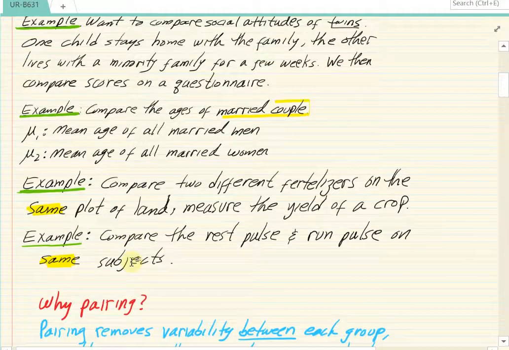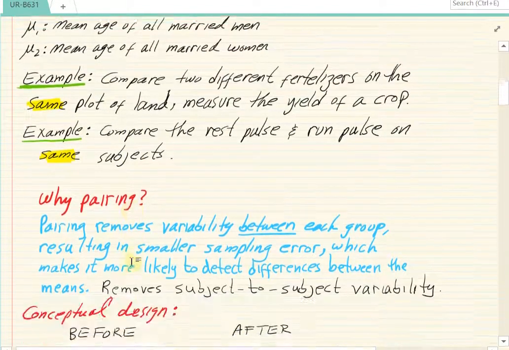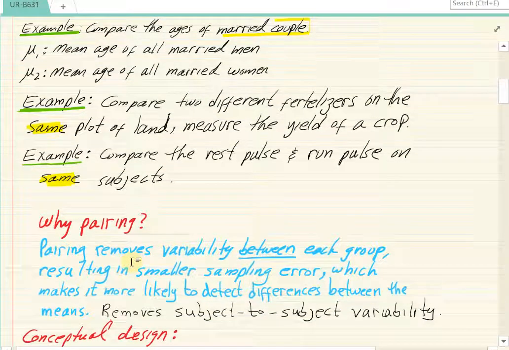So why pairing? I kind of alluded to that earlier. Because pairing removes variability between each group. As a consequence, we have a smaller sampling error. And when we have a smaller sampling error, that's a good thing because it enables us to detect differences between the averages due to the treatments. So we can look at the treatment effects. It's the removal of that subject to subject variability.